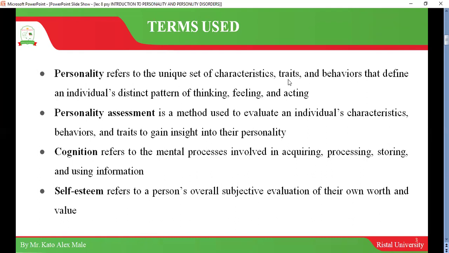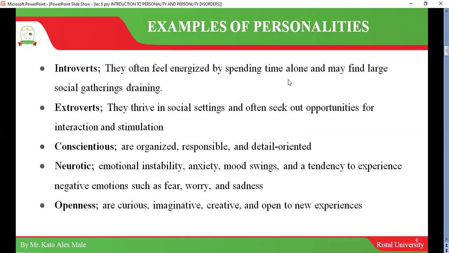Then another important term is self-esteem. It's also obtained from personality. It refers to a person's overall subjective evaluation of their own worth and value, of what they feel they are, of what they think they are, of what they think they can do. You understand? That's how self-esteem is important as far as personality is concerned.